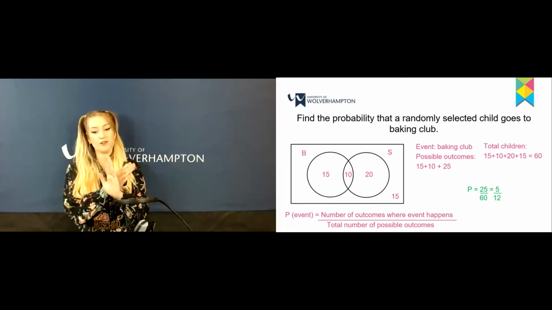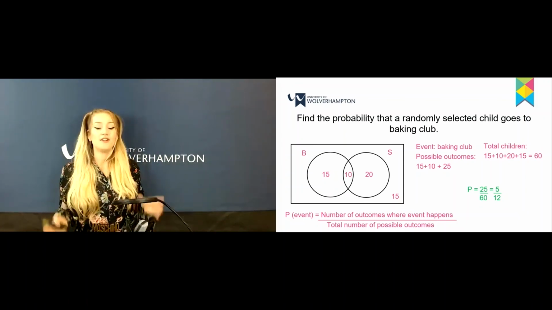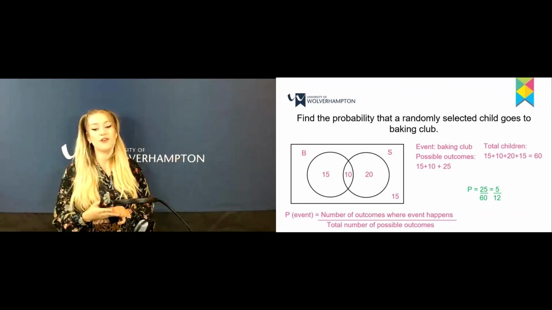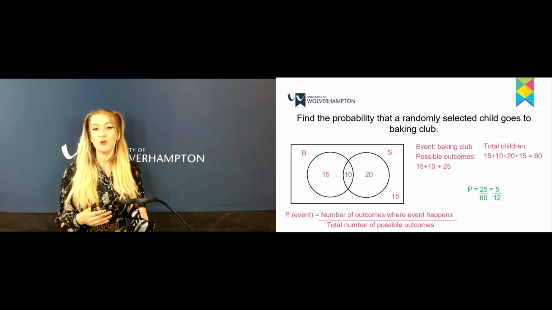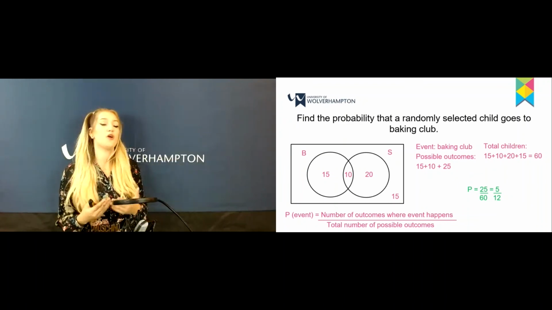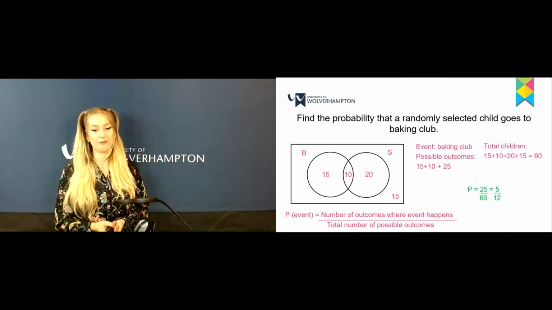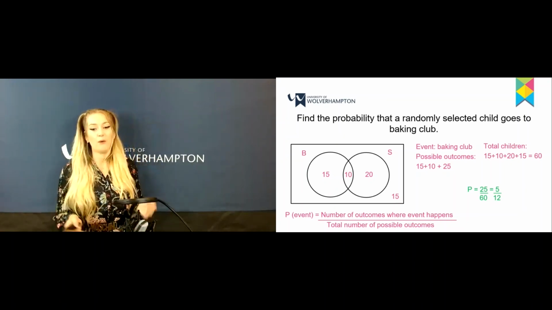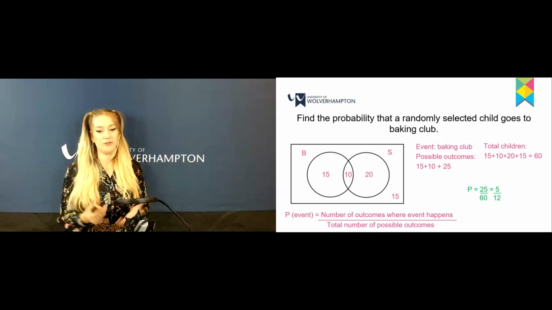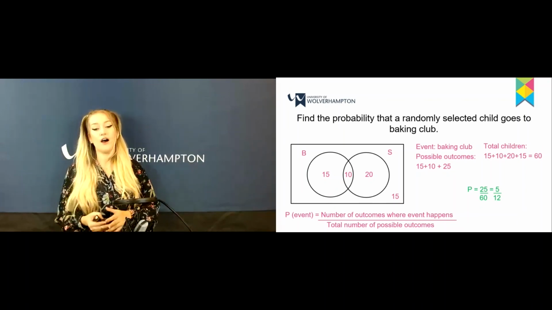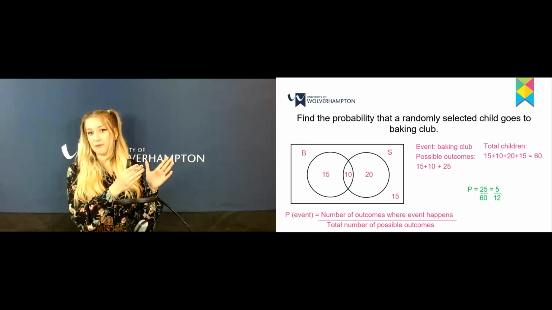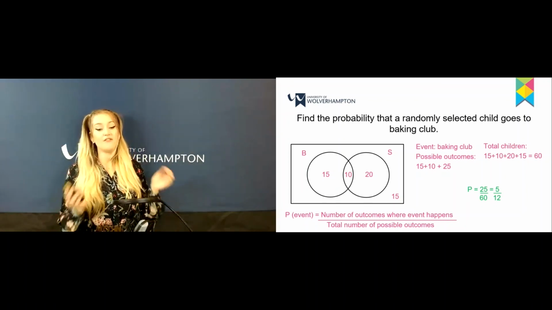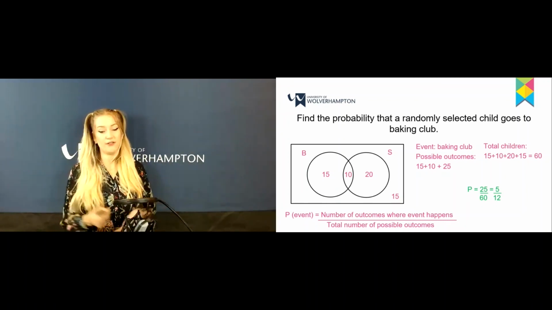Where they overlap, where it says a value of 10, there are 10 children that go to both baking club and singing club. You'll see also that outside the circles in the square is a value of 15, and these are children that don't go to either baking or singing club. So to find the probability of a child that goes to baking club, we first have to add up all the possible outcomes. So the outcomes here are that 15 children go to baking club and 10 go to both baking and singing club. So we add together 15 and 10 to create 25.